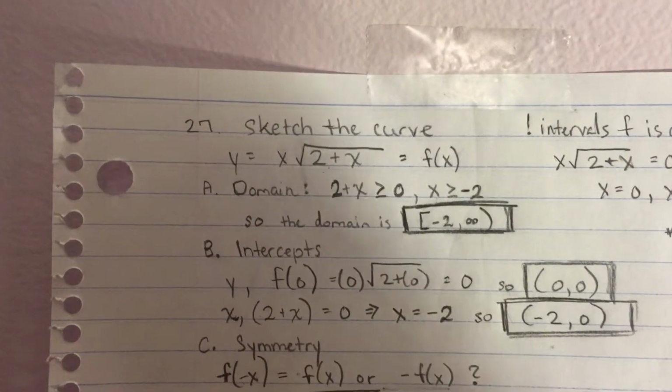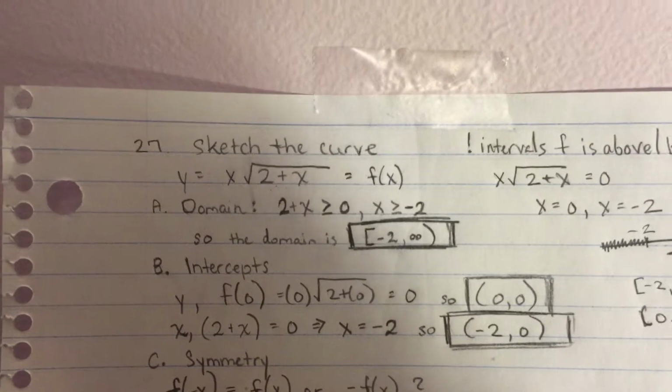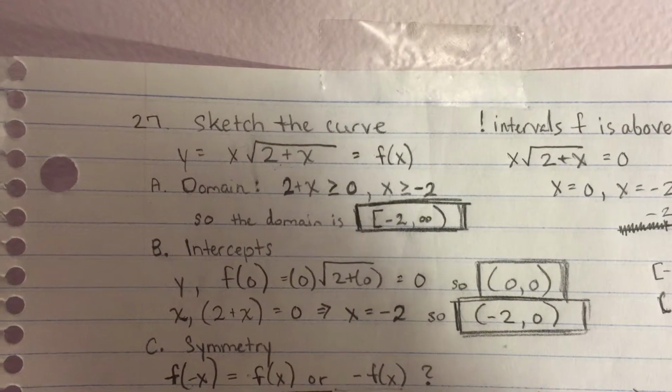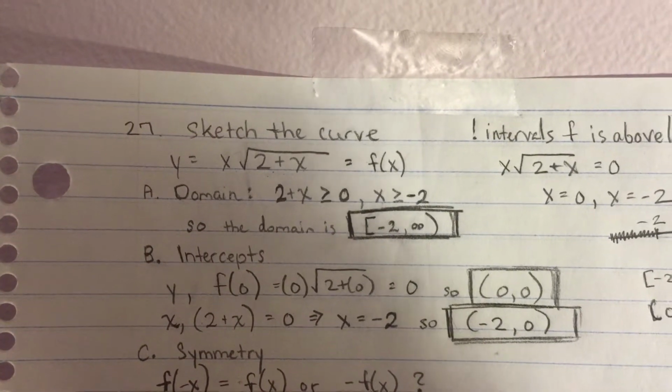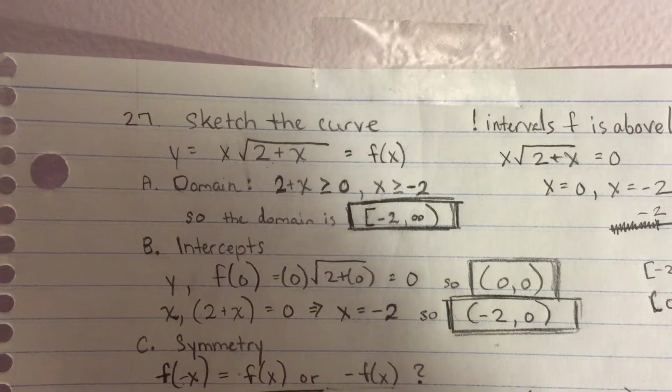Sketch the curve y is equal to x times the square root of 2 plus x. Our domain is 2 plus x is greater than or equal to 0. So x has to be greater than or equal to negative 2. So the domain is negative 2 to infinity.